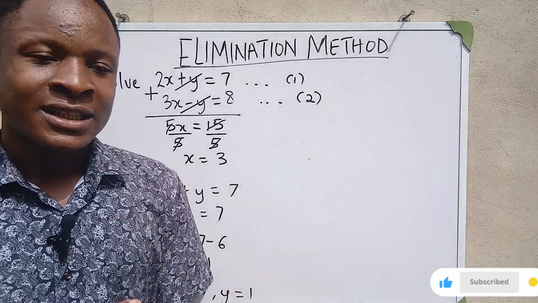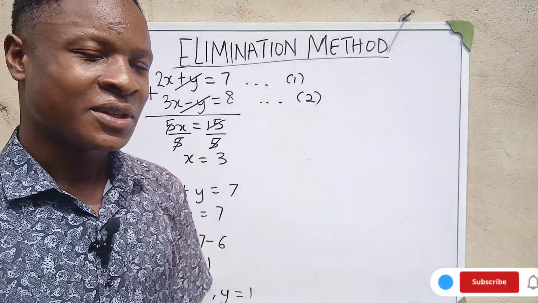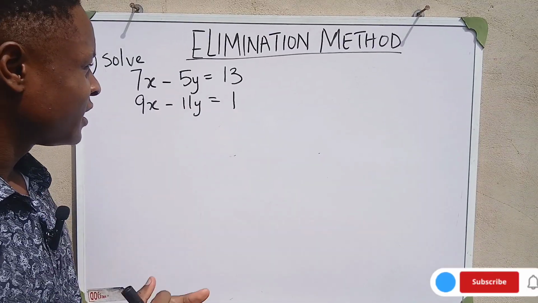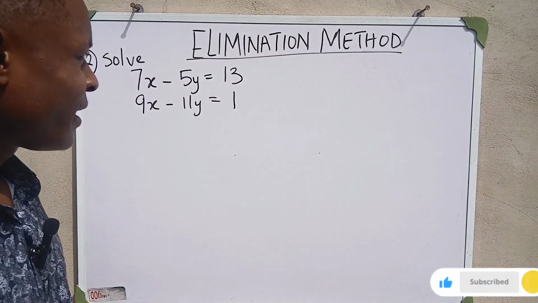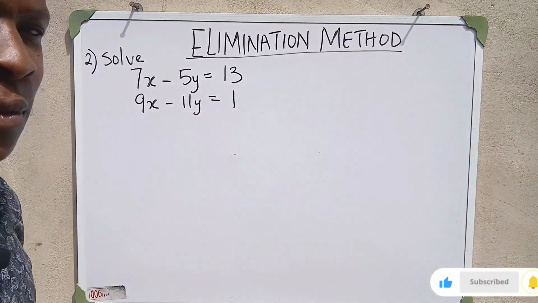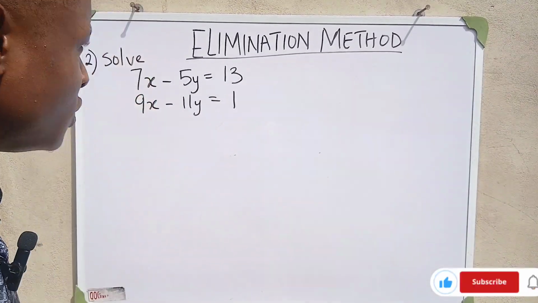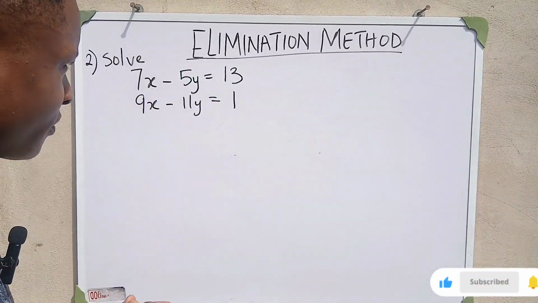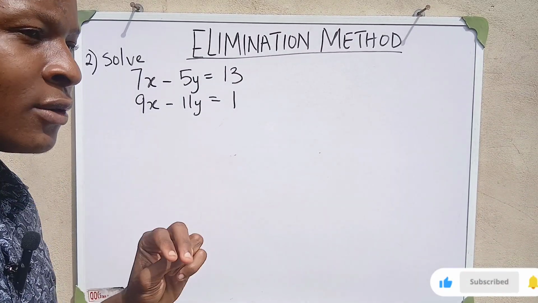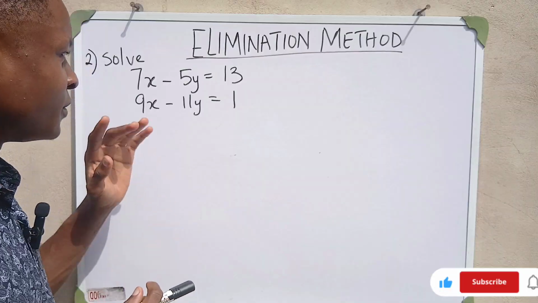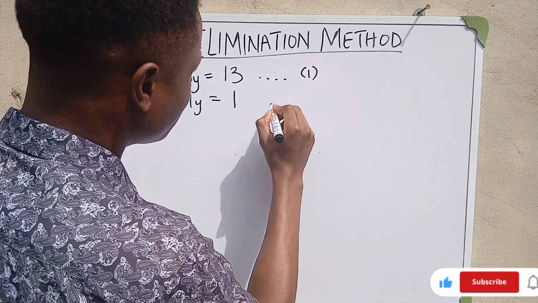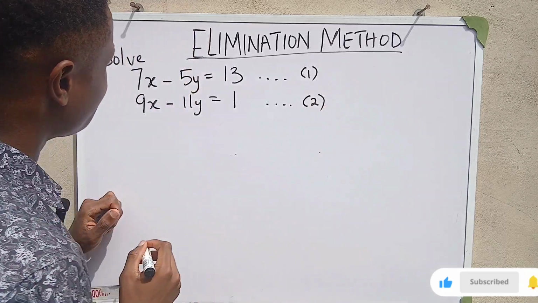So that is how to solve using the elimination method. It's very easy to use. So here we have the second question. It says solve 7x minus 5y equal to 13 and 9x minus 11y equal to 1, using the elimination method. When solving, we have to cancel out one variable from the equations. So let's call this equation 1 and let's call this equation 2.